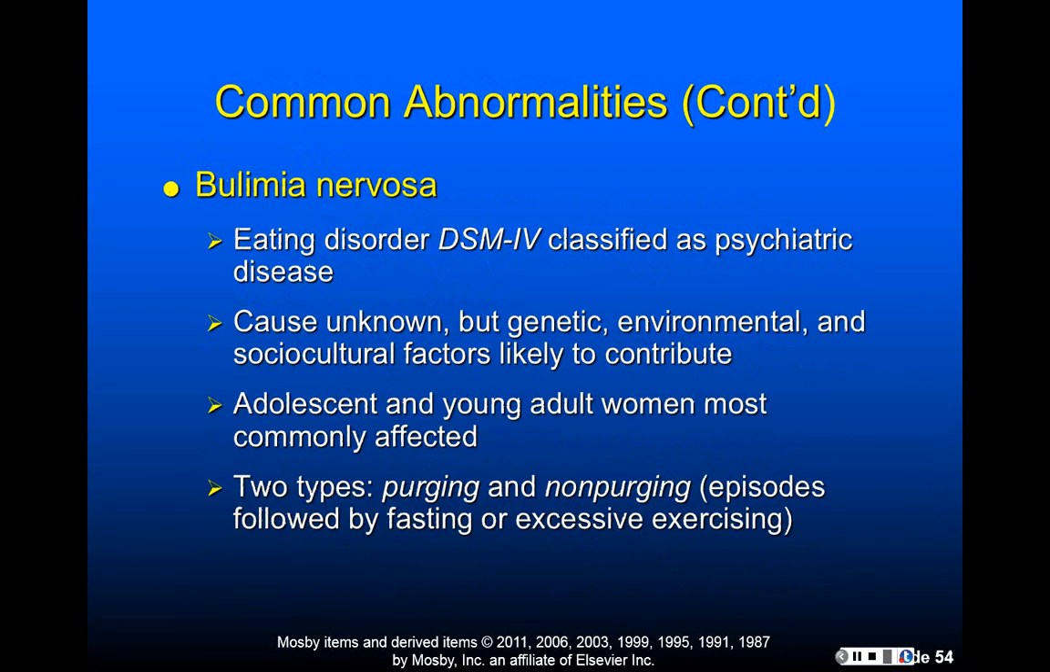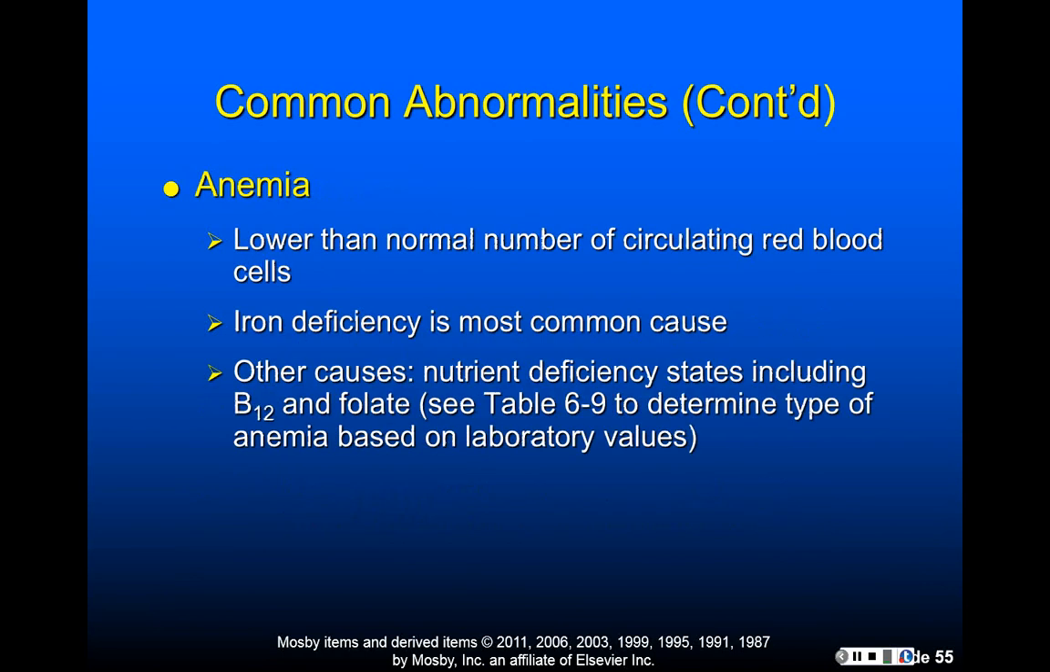Bulimia is also a psychiatric disease in which the cause is unknown. It also affects mainly female adolescents and young adult women. There are also purging and non-purging types, followed by fasting or excessive exercising. Anemia, particularly due to iron deficiency, is another common abnormality of nutritional disorders. Other nutritional deficiencies can include deficient B12 and folate.